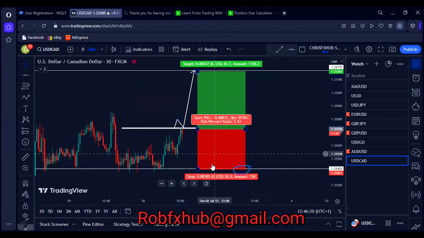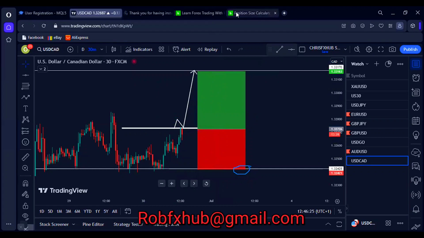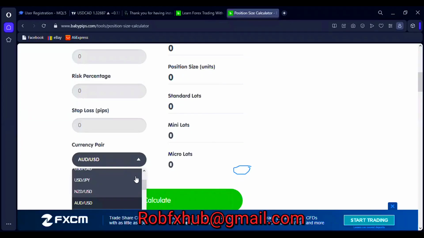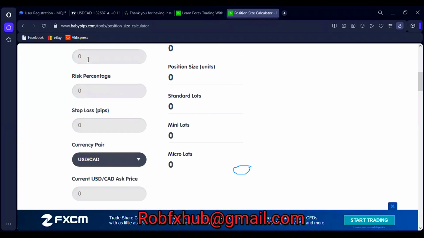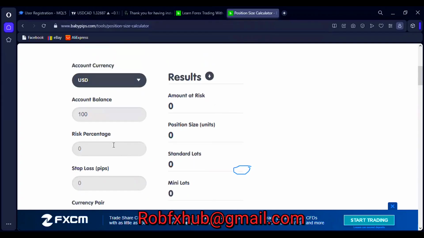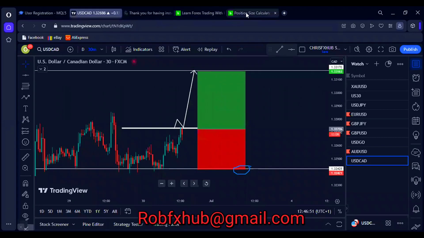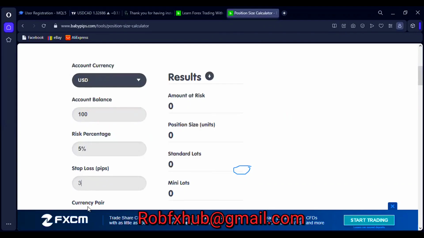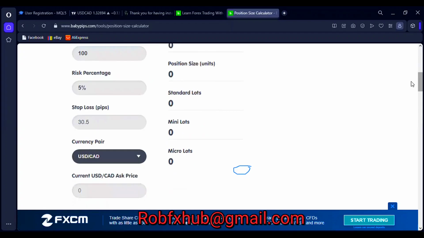Now, if you check, our stop loss pips is 30.5. So USD CAD, that is our pair. Account balance 100. We're risking 5% of $100. Then our pips is 30.5. Now, if you check this, there's a difference between this one and that former one.